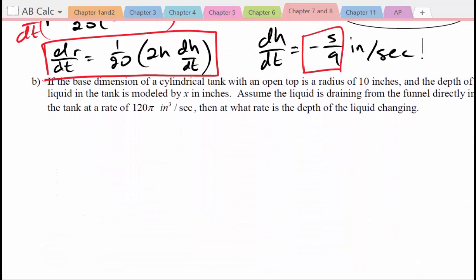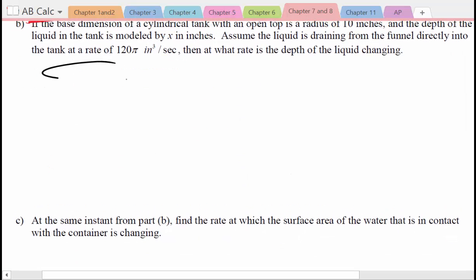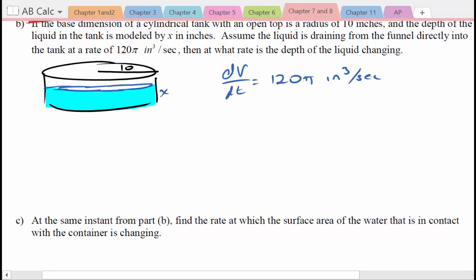Part B. The base of the cylindrical tank with an open top has a radius of 10 inches. It's helpful because that means it's a constant. This will always be 10. And a depth that's modeled by x. So however much water there is in here, that depth is x. Assume the liquid is drained from the funnel directly into the tank. So that means dV/dt is now positive 120 because it's draining into the tank. So that means the volume is increasing inside the tank. At what rate is the depth of the liquid changing? So we're looking for dx/dt.